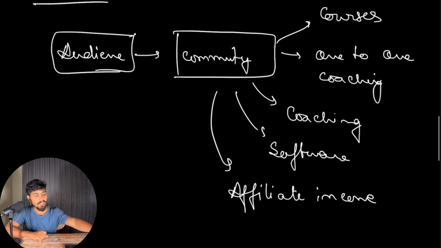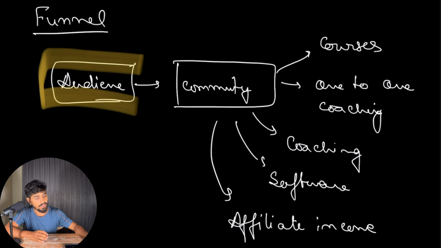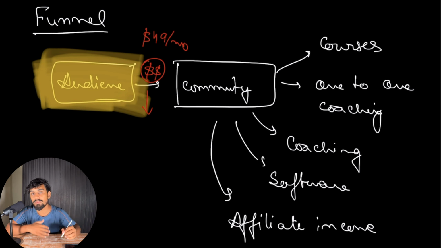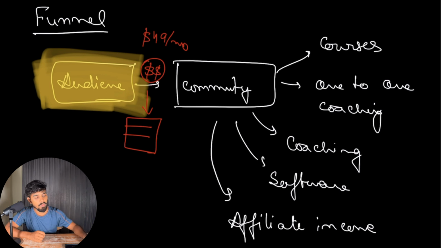Okay, so the first model is you already have this audience right now, so you have some kind of filter. Let's say you are charging $49 a month. If you want to launch a free community, in that case you have these 3 questions that you are asking. So there is a little bit of filter here. Once people have paid this money, they join the community.